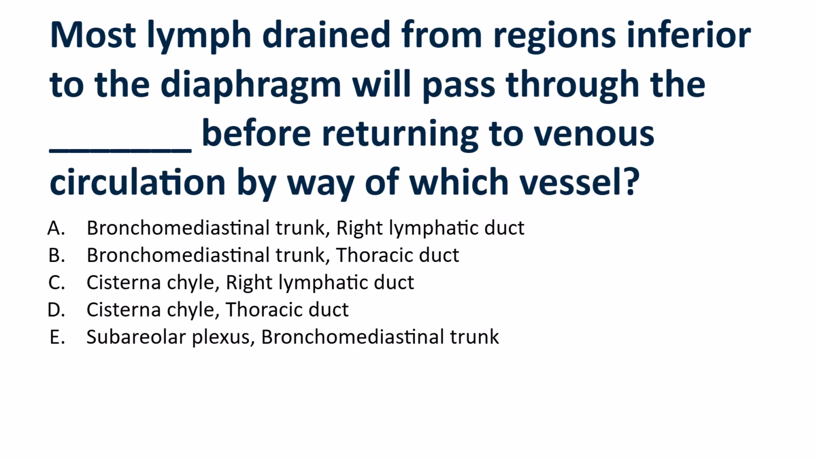So let us test our knowledge here. Most lymph drained from regions inferior to the diaphragm will pass through the blank before returning to venous circulation by way of which vessel? Well, everything inferior to the diaphragm passes through the cisterna chyli, and the cisterna chyli is the proximal dilation of the thoracic duct. So D is the correct answer.